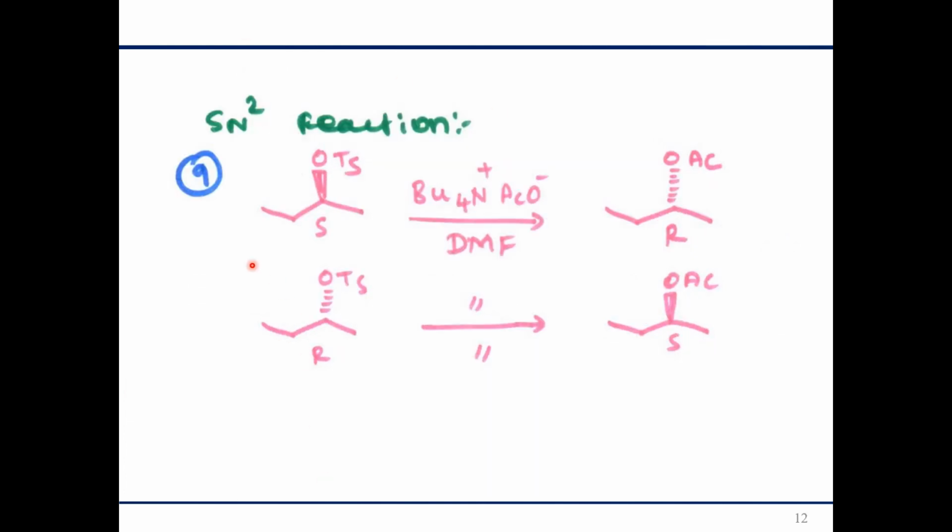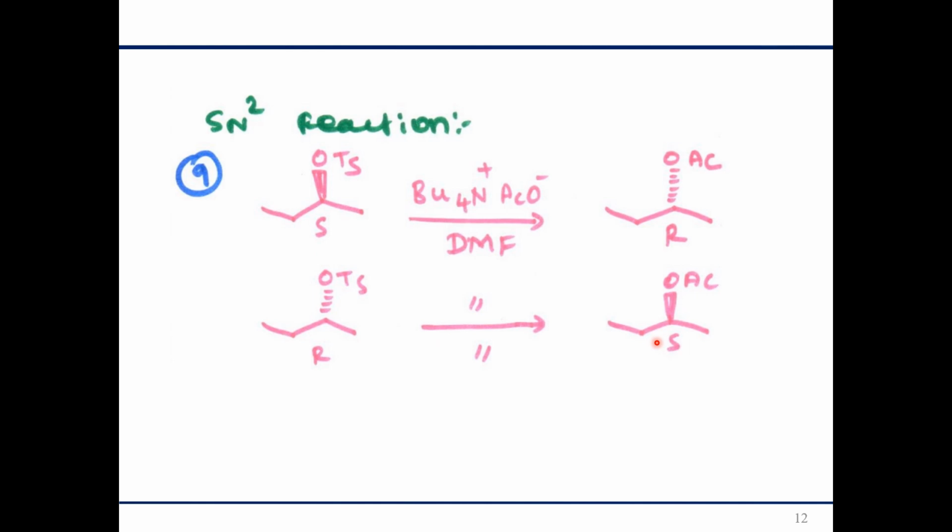The next reaction is an SN2 reaction. You see this S stereoisomer reacting with this nucleophilic reagent in DMF solvent to give the corresponding R stereoisomer. When the R stereoisomer reacts under the same condition, it gives the corresponding S stereoisomer. We all know in an SN2 reaction we will have the inversion product. Okay, this reaction is stereospecific because the S stereoisomer is deciding the configuration of the product, and the R stereoisomer is deciding the configuration of the product.